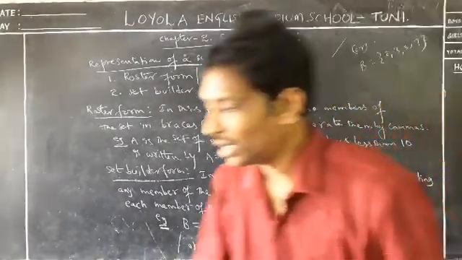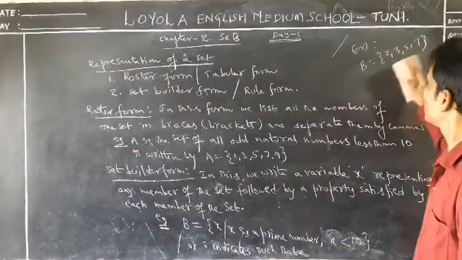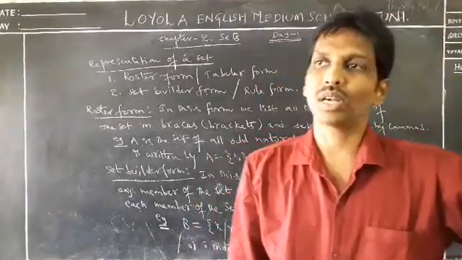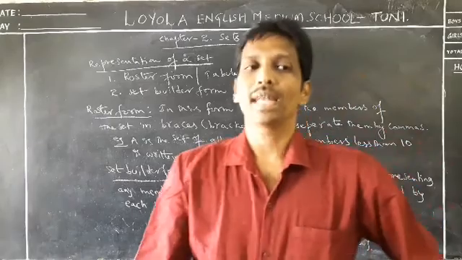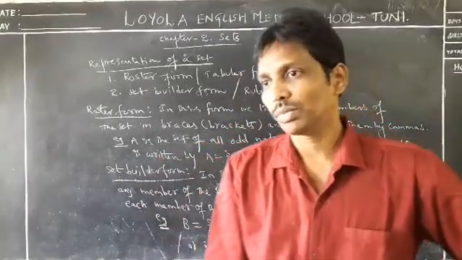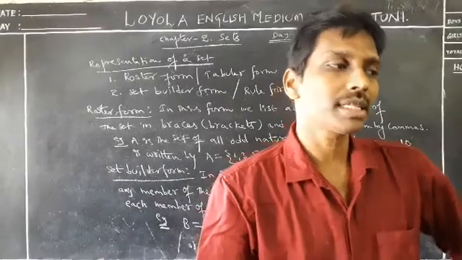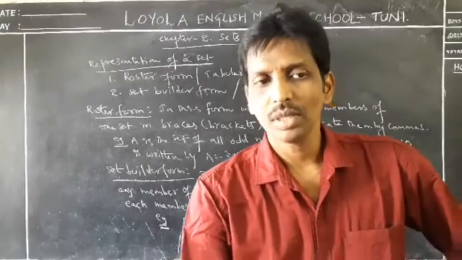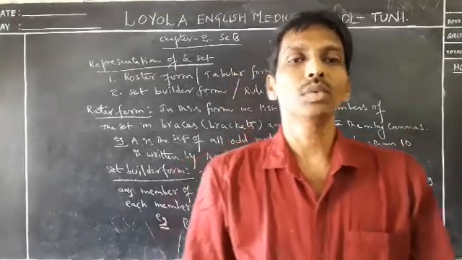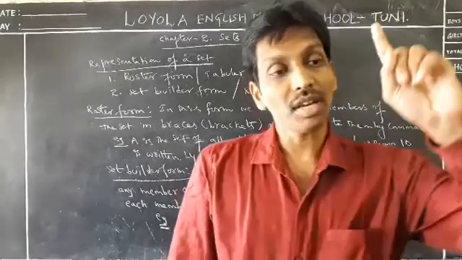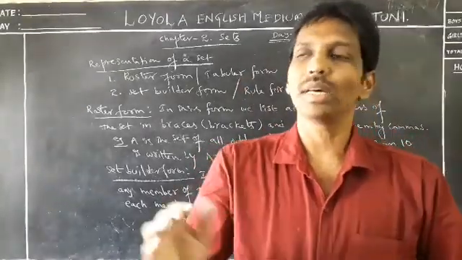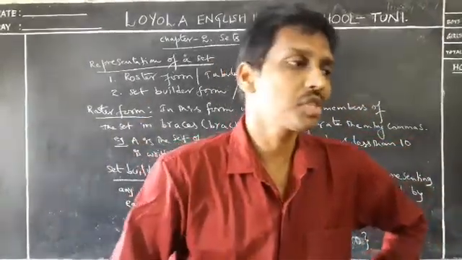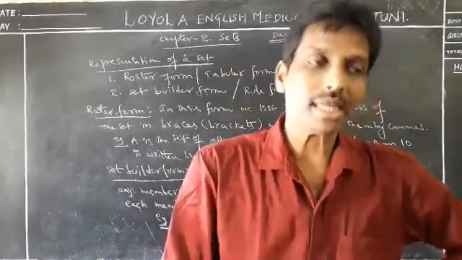Here we remember two things while writing roster form. Sometimes a number may occur repeatedly. What can we do in such cases? We don't want to write any number in roster form twice or thrice or many times. The rule is we need to recognize the given number one time only. If any number in the given set repeats two or three times, we don't write it two or three times; better we write it only one time.